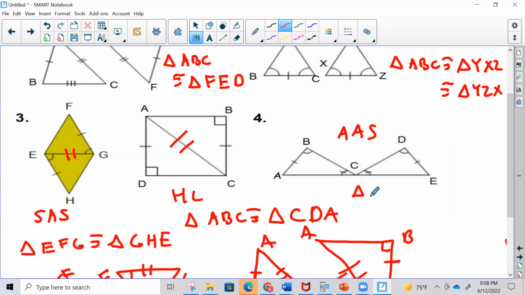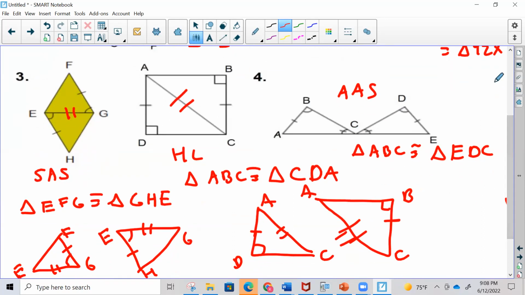And the congruent statement would be A, B, C is congruent. This one's a little bit easier to see. So A goes with E, B goes with D, and C goes with C. Okay, so those are examples of applying those theorems.